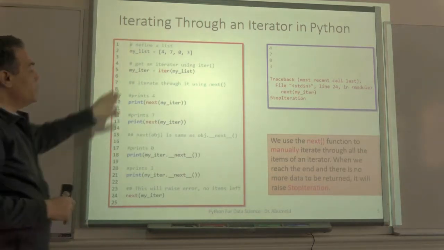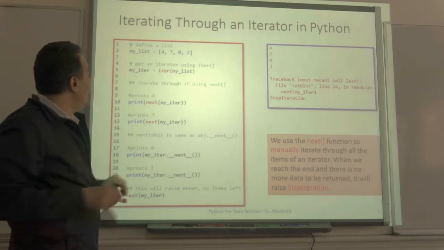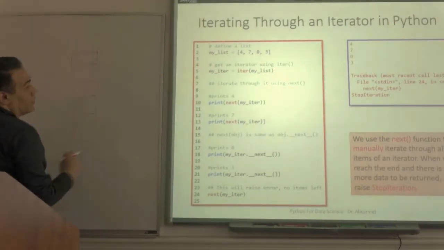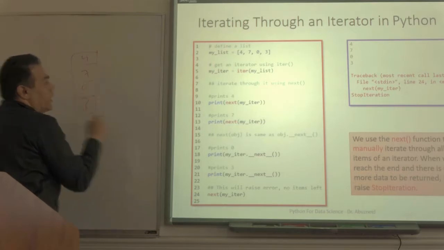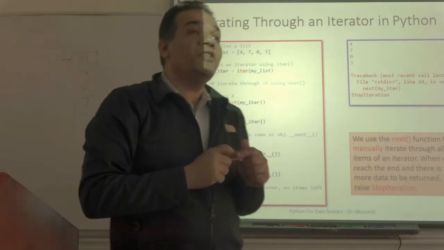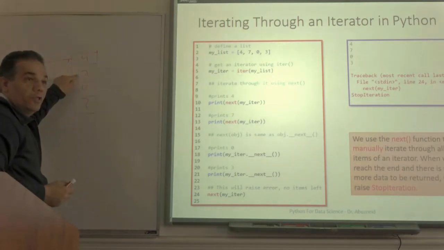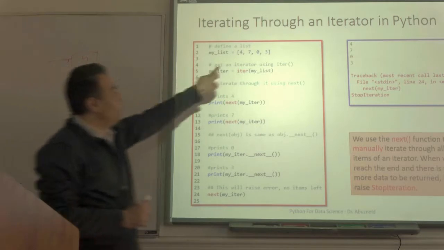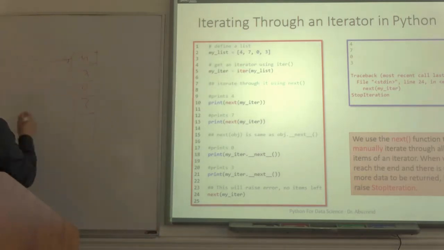Then once it's iterable, what does it mean? When I created an iterable, what did I do? I have a memory space, for example, and I have 4, 7, 0, 3. So the pointer points to where? At the beginning. Whenever I execute next, where is it going to move? To the next element. That's what iteration is. When I create an iterator, I'm creating a pointer to the location of the first element, which is 4. When I execute next, this will move here. I execute again, it moves here, and so on and so forth.